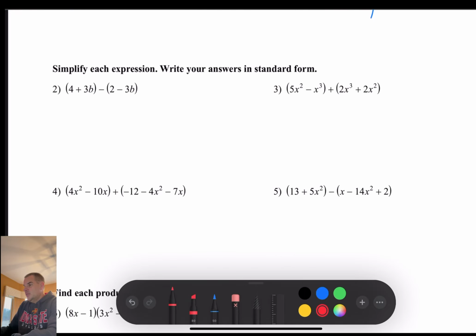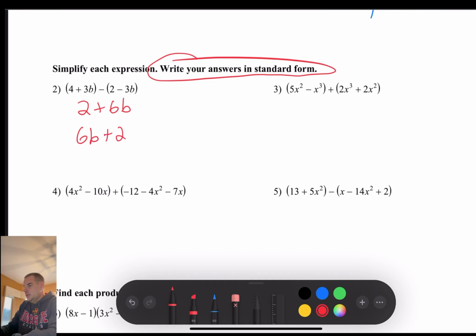Number 2, simplify the expression and put in standard form. So we're subtracting, so we've got 4 minus 2 is 2, 3b minus negative 3b is 6b. So standard form, 6b plus 2.